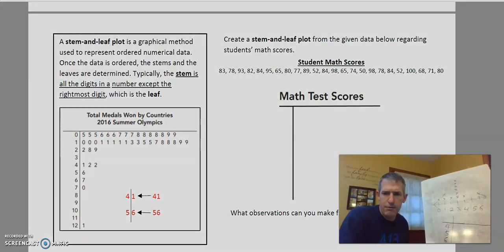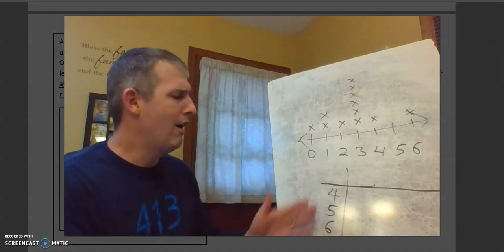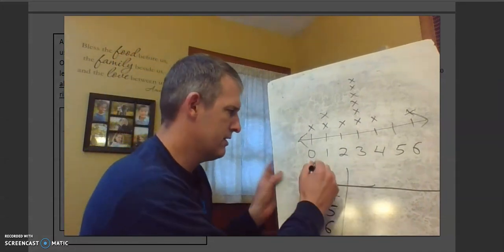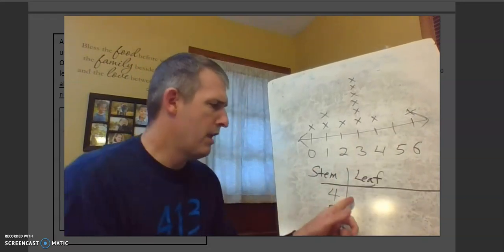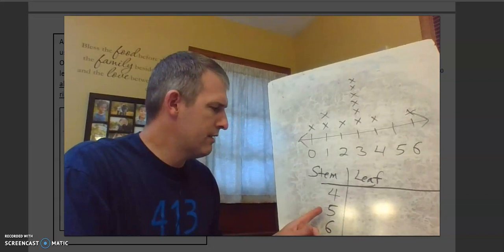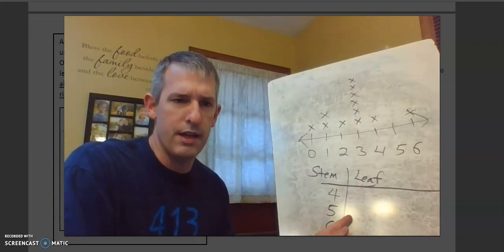Again, I'm doing all but the rightmost digit over here, and this is my stem. Then over here is my leaf. If there is something in the 50s, I'm going to put the ones digit over here. So let's see.